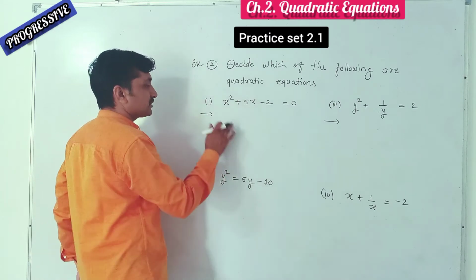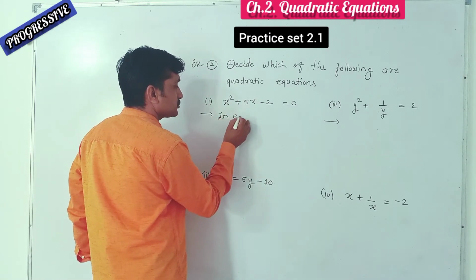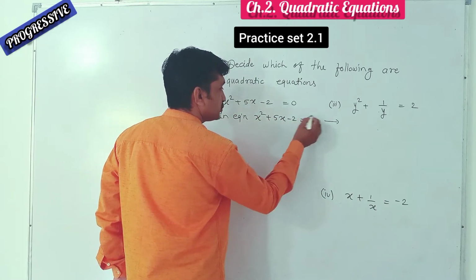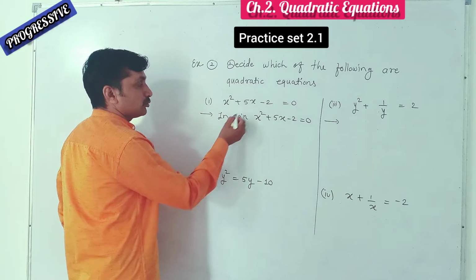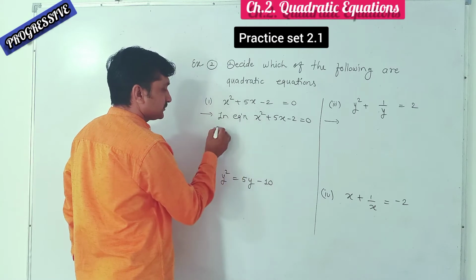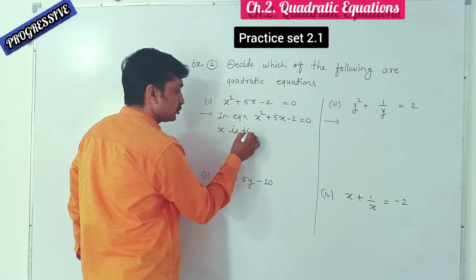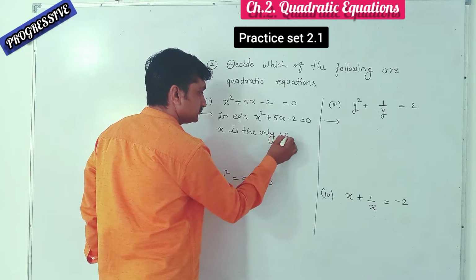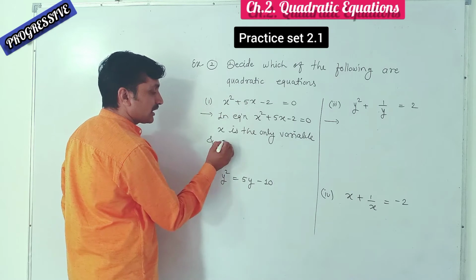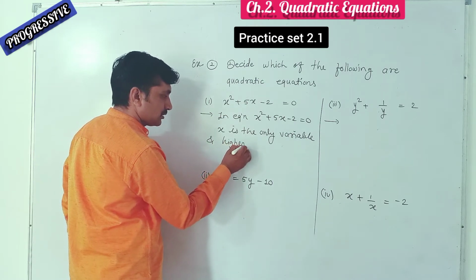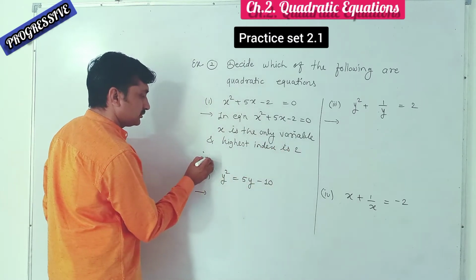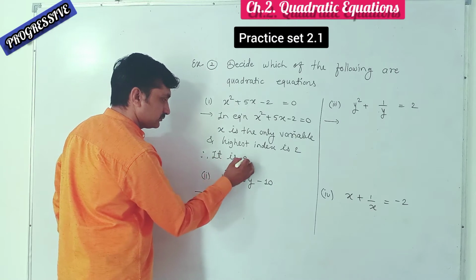In this equation, the highest index, meaning the degree, is 2, and the variable is only x. That's why, is it quadratic? The answer is yes. In the equation x square plus 5x minus 2 is equal to 0, what is the highest index? The maximum index is 2 and the variable is x. x is the only variable and the highest index is 2. Therefore, it is quadratic.